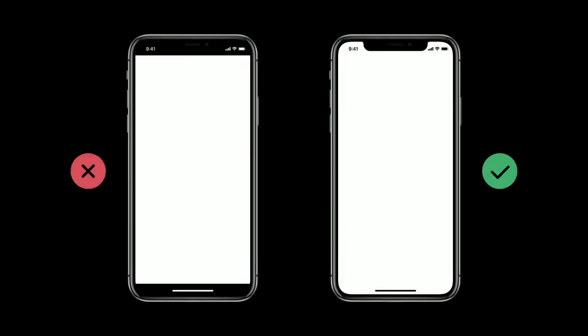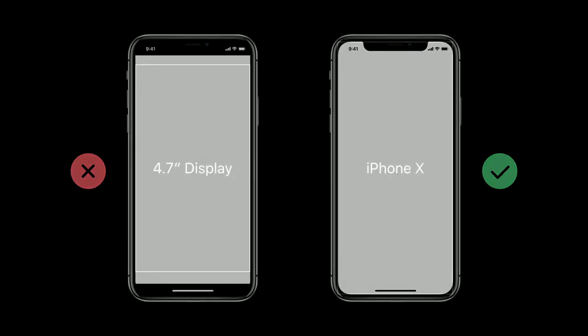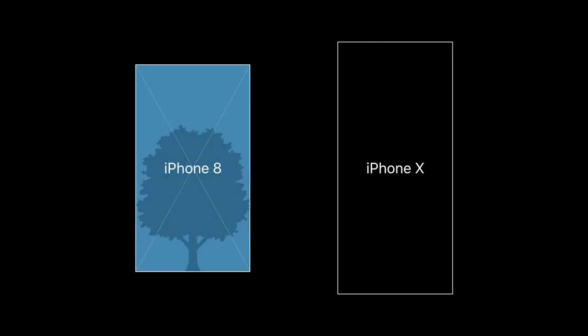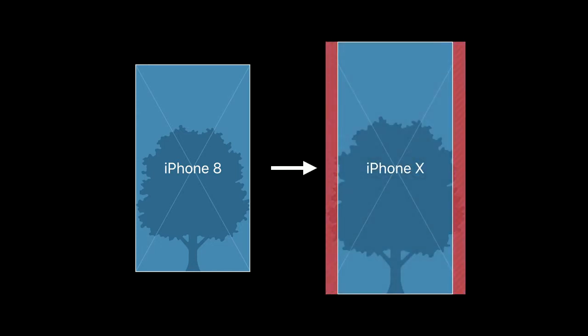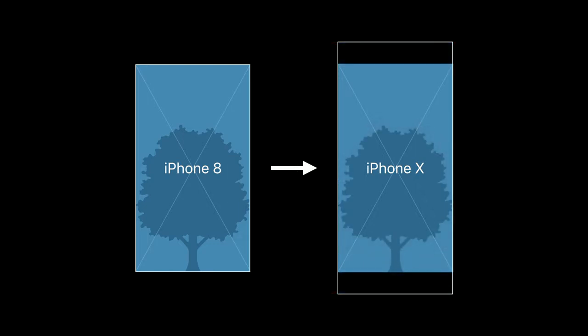Placing black bars at the top or bottom of the screen makes your app feel small, cramped, and inconsistent with other apps on iPhone 10. When designing background graphics or rendering background scenes, keep in mind that iPhone 10's display has a different aspect ratio than a 4.7-inch display. Background graphics designed for iPhone 8's 16:9 aspect ratio will be cropped along the left and right edges on iPhone 10 if they're scaled to fill, or letterboxed if scaled to fit.